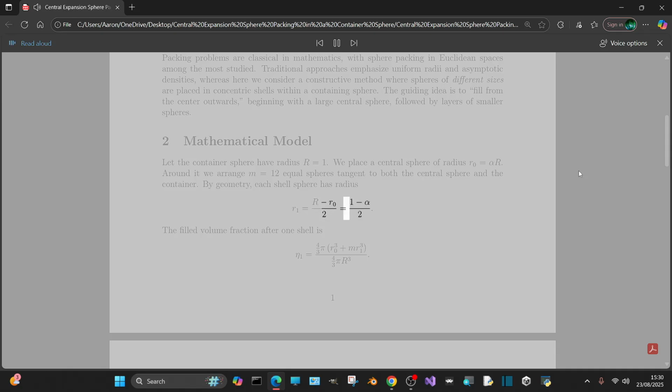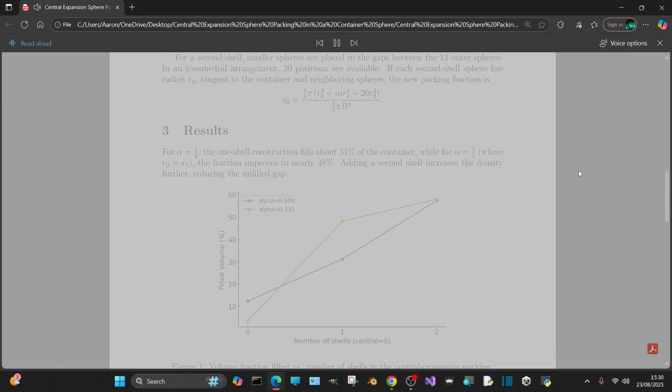r2 equals 1 alpha. The filled volume fraction after one shell is phi1 equals (4/3 pi r0^3 + m r1^3) over (4/3 r^3). For a second shell, smaller spheres are placed in the gaps between the 12 outer spheres.